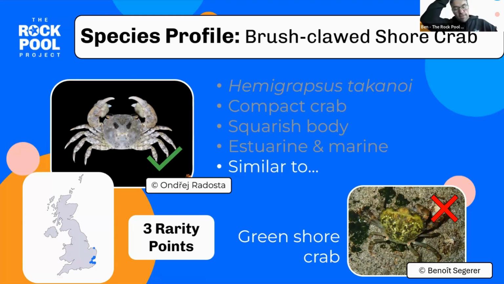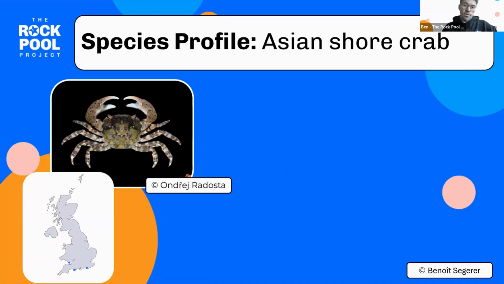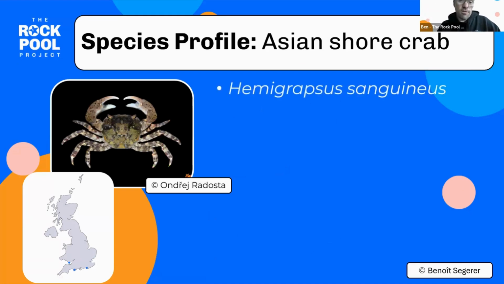Now, there's a very closely related species, also Hemigrapsis sanguineus, the Asian shore crab, which they're both from the same part of the world, and they are very similar. I saw them both today. They are very difficult to actually distinguish.